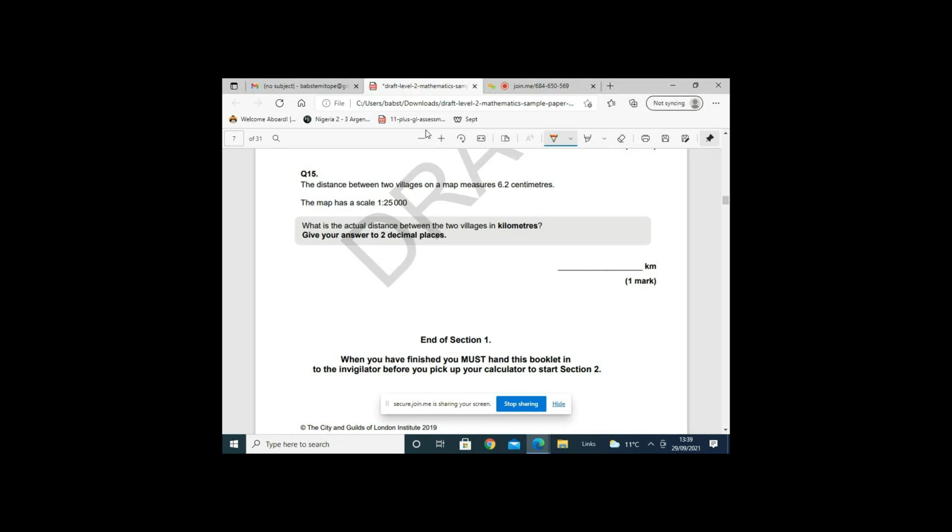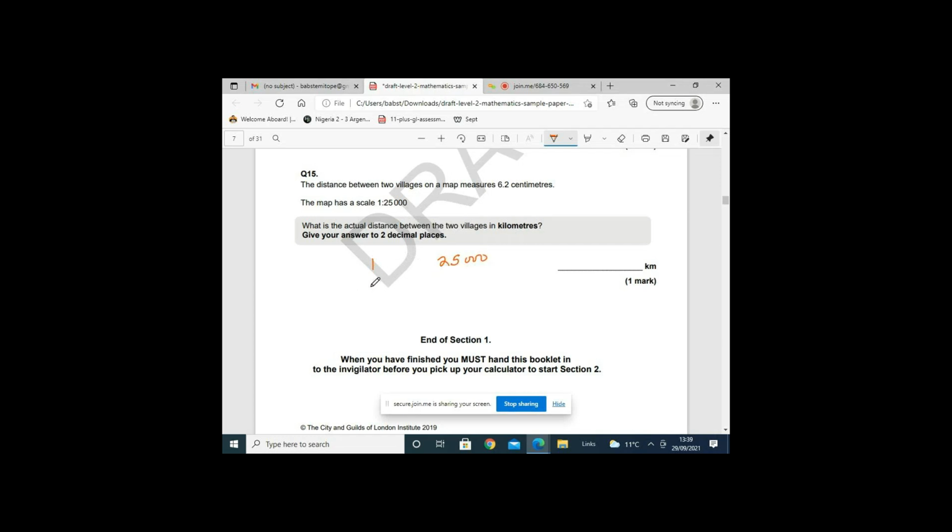The distance between two villages on the map measures 6.2 centimeters. The map has a scale of 1 to 25,000. Sorry. So I work out this scale. Can you guys try this question? So 1 centimeter represents what? 25,000.